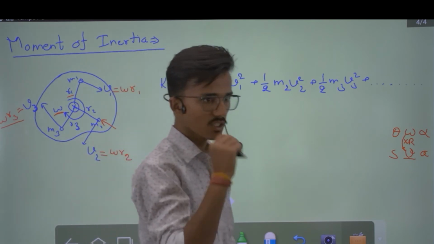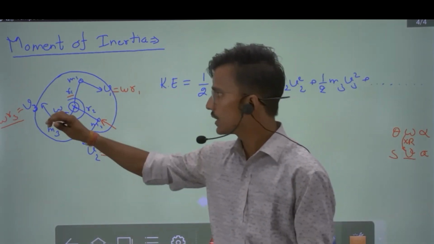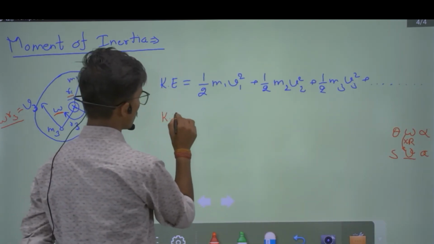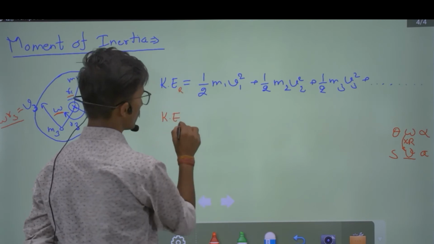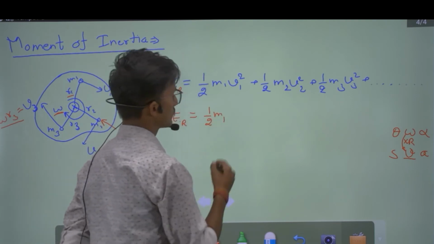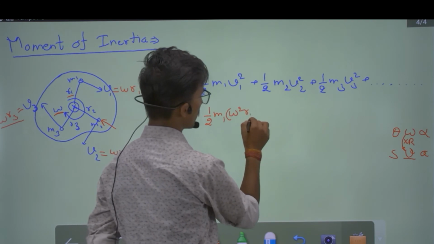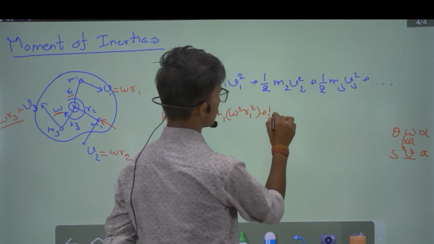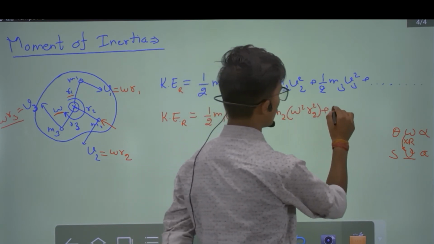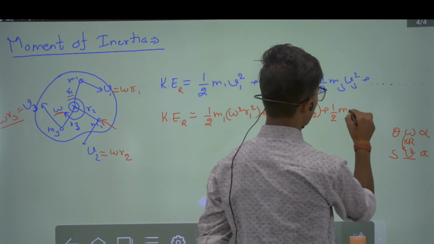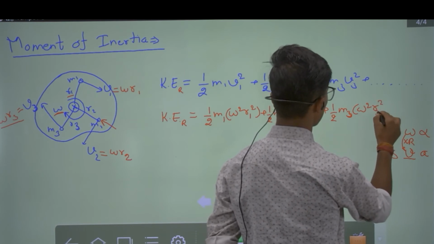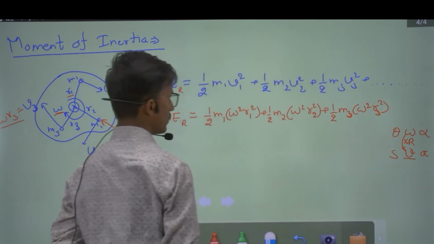Okay, now put all these values in the equation, then you will get the kinetic energy. This is the kinetic energy of rotational motion. Kinetic energy is equal to half of m1 omega square into r1 square plus half of m2 omega square into r2 square plus half of m3 omega square into r3 whole square, right? And so on.